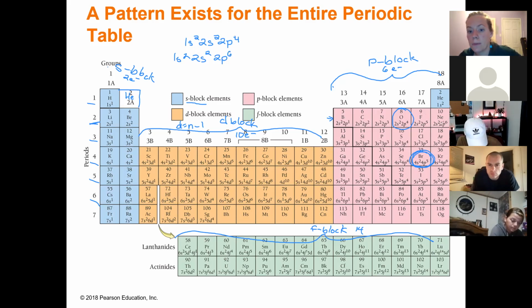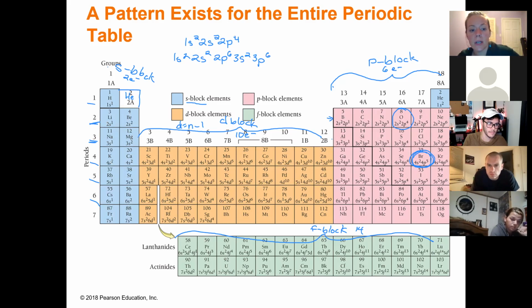What comes after the 2P? We're at the 3 and we bump into the S. So now I fill the 3S. Do I fill it fully? Yes. So I'm going to put a 2 there. After we get to this point, we jump across the void and we bump into the 3rd floor P. So we fill the 3P. Do we fill it completely? Totally. Go past argon. So 3P6.